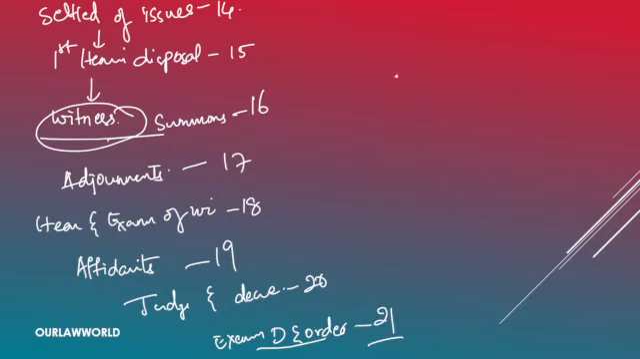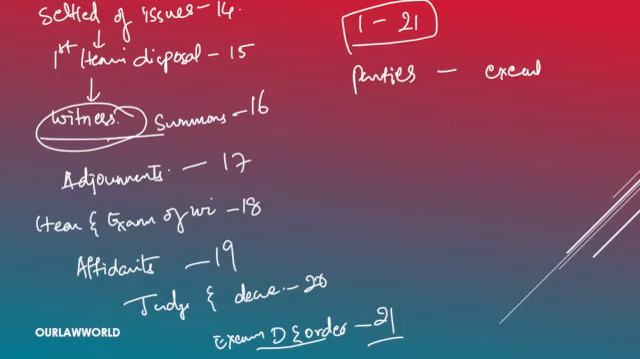So this is our first story, from order 1 to 21, starting with the parties till the execution of orders and decrees. See you in part 2 of the video.